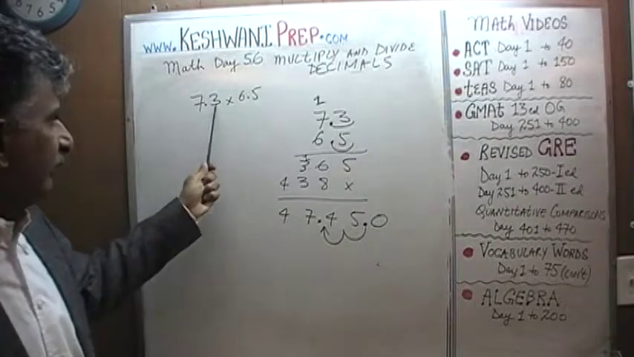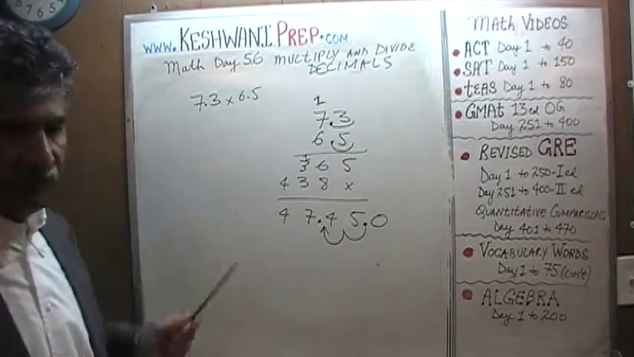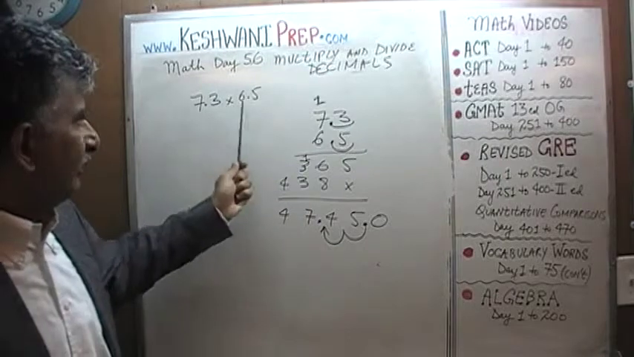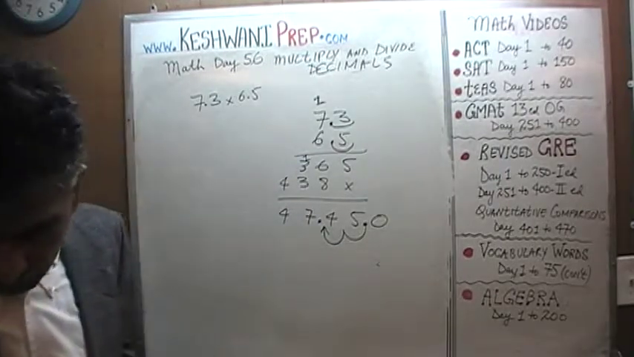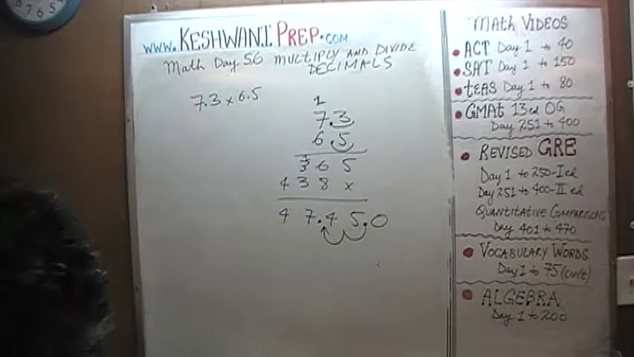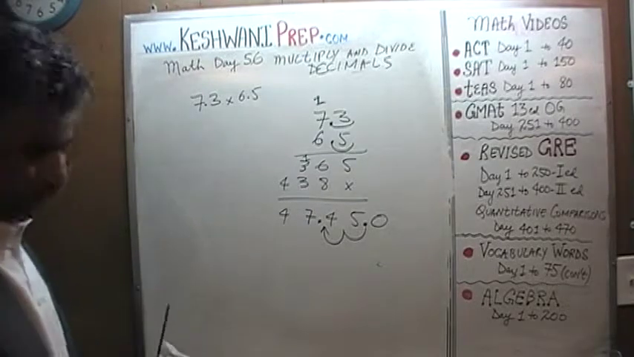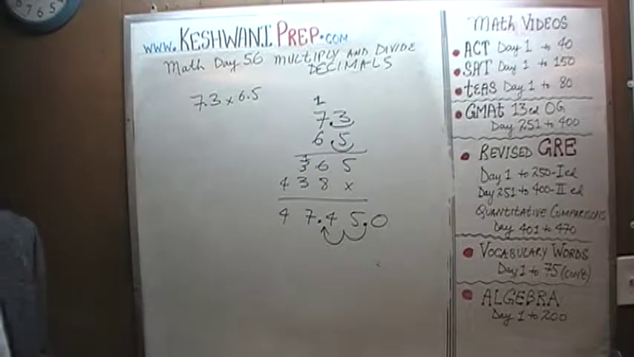7 sixes are 42, and we don't have a 7, we have 7.3. We don't have a 6, we have 6.5. So obviously it's going to be a little bit more than 42. It's 47.45. The answer is 47.45. Let's do one more. Let's do the next one.